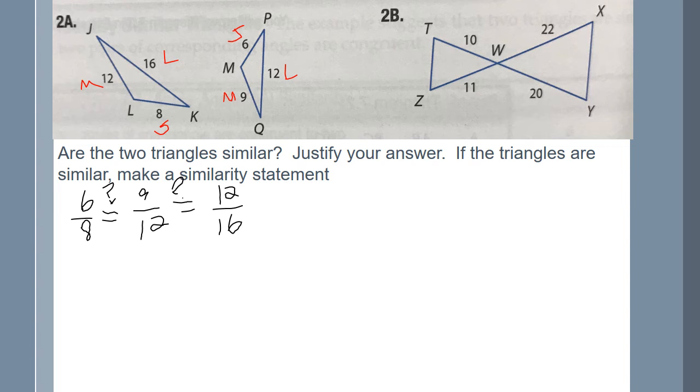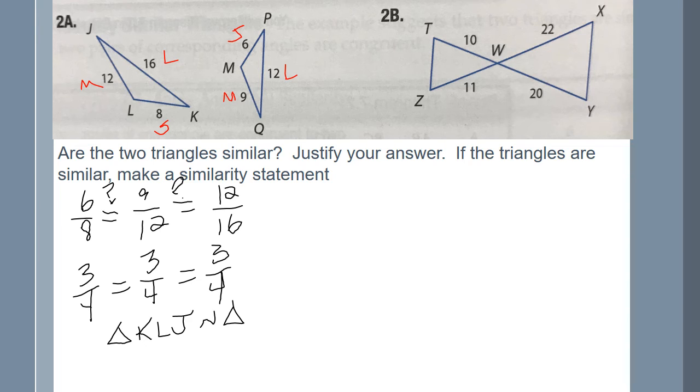Well, here's something we can take a look at. This is 3/4, and that's going to be 3/4. And this is 3/4. Therefore, by side, side, side, triangle KLJ is similar to triangle PMQ.